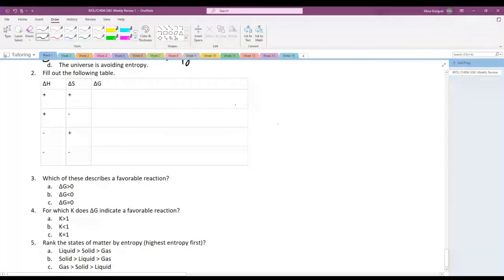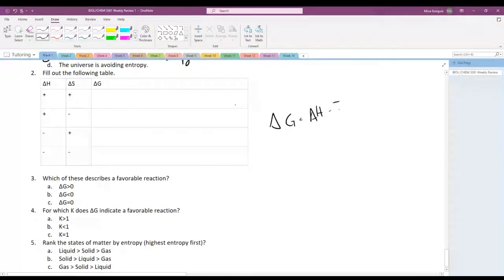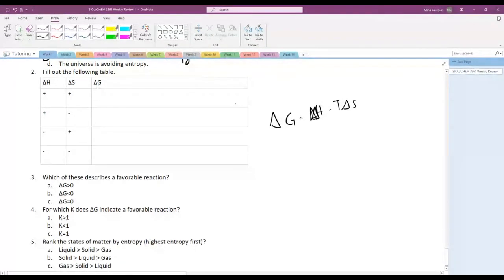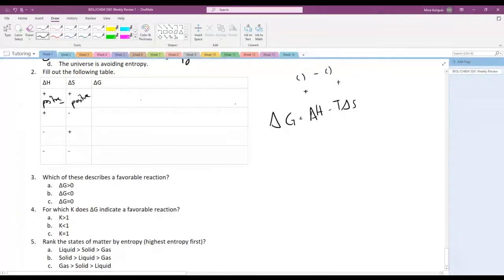And this, based on the formula, delta G is equal to delta H minus T delta S. Okay, so based on that, we can predict a pattern for what delta G will be depending on the signs of delta H and delta S. So if delta H is positive and delta S is positive, it's going to effectively be some big positive number minus some big positive number. Positive minus positive. In other words, it's going to be temperature dependent.